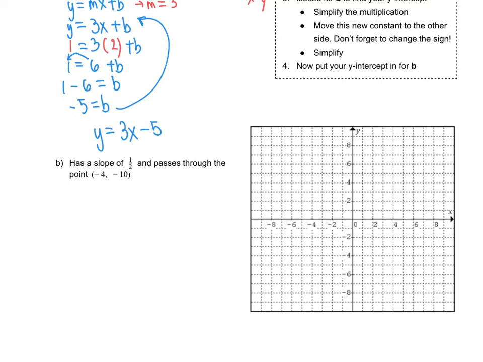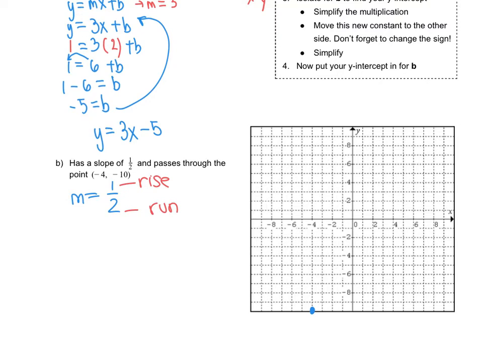Negative 4, negative 10 is all the way down here. Now let's use that slope. My slope is 1/2, which means I rise 1 and I run 2. Now typically we start at our y-intercept to apply this rise and run, but here we're given this random coordinate. So let's start from that coordinate, apply our rise and run.